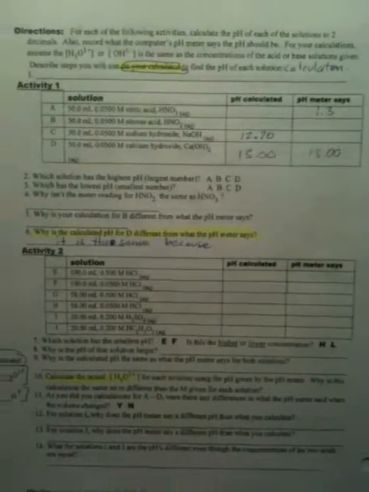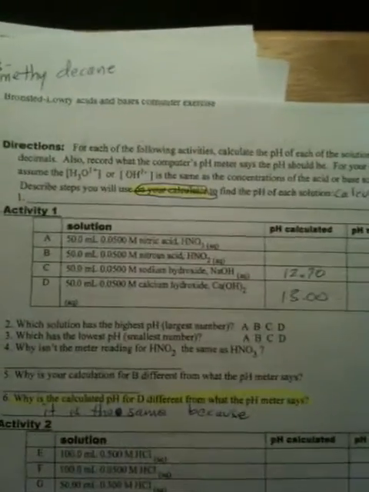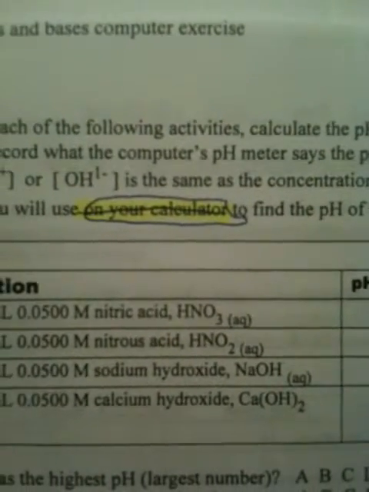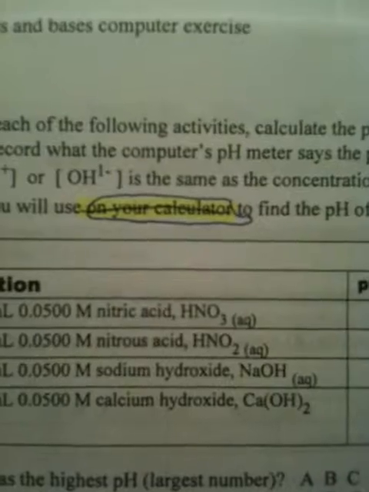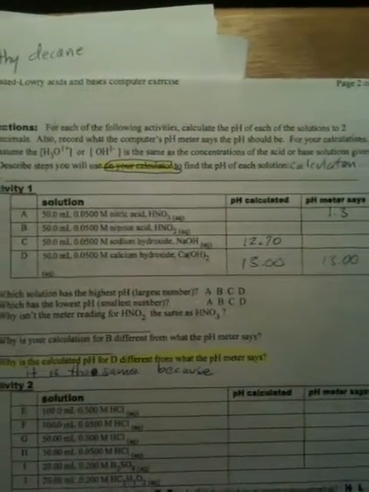Okay, we're continuing from the first video on the Bronsted-Lowry acid-base lab where we use the pH meter. And what we're doing here on the second page, first of all, we have to make a couple of corrections. So let me get in here nice and close so you can see what I've crossed out. I want you to cross out the words "on your calculator" because we're not using calculators to do our calculation.